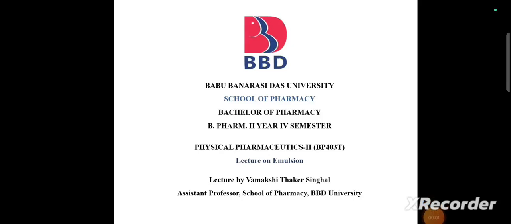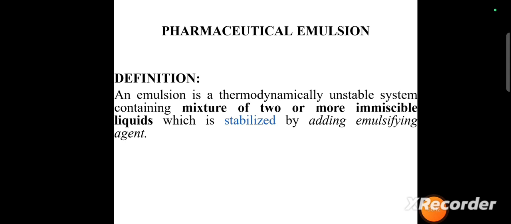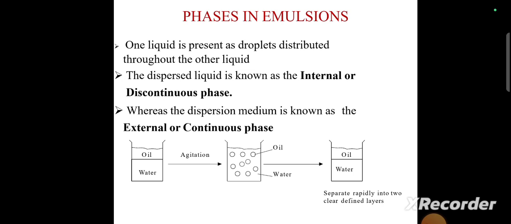Hello students, today's topic is emulsion and we discuss what is emulsion and why we use an emulsion in the pharmaceutical field. An emulsion is a thermodynamically unstable system containing a mixture of two or more immiscible liquids which is stabilized by adding emulsifying agents, known as a pharmaceutical emulsion.